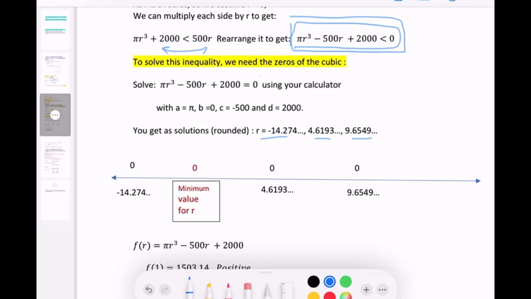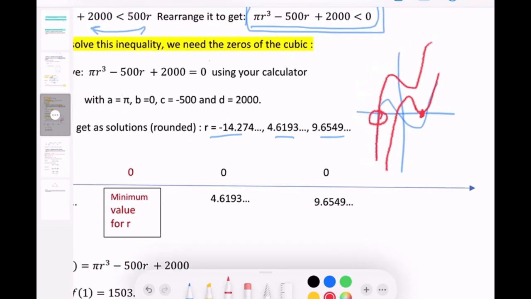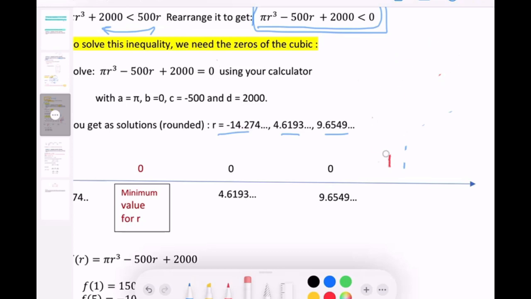I hope you still remember. If you have a graph like this, there are 3 solutions. If you have a graph like this, there is 1 solution, and you might get 2 solutions if you have a graph like this touching here: 2 solutions, one of them double with multiplicity 2. These are different cases, of course. This is when A is positive. In our case, A is pi. Now, never mind, don't think about all this. This is just to extend your knowledge, just in case you are wondering. Now, let's go back to our problem.